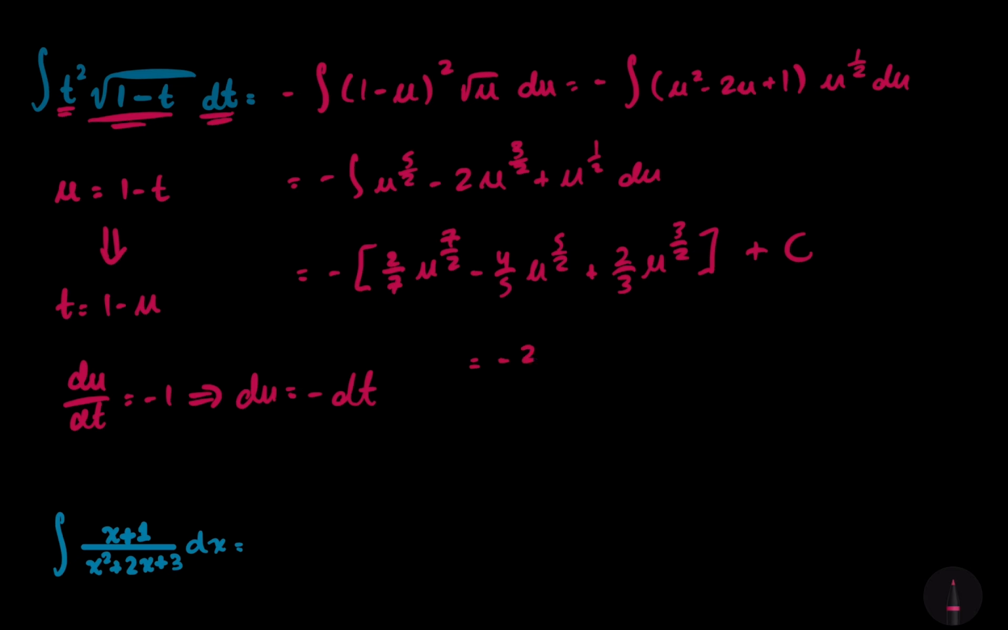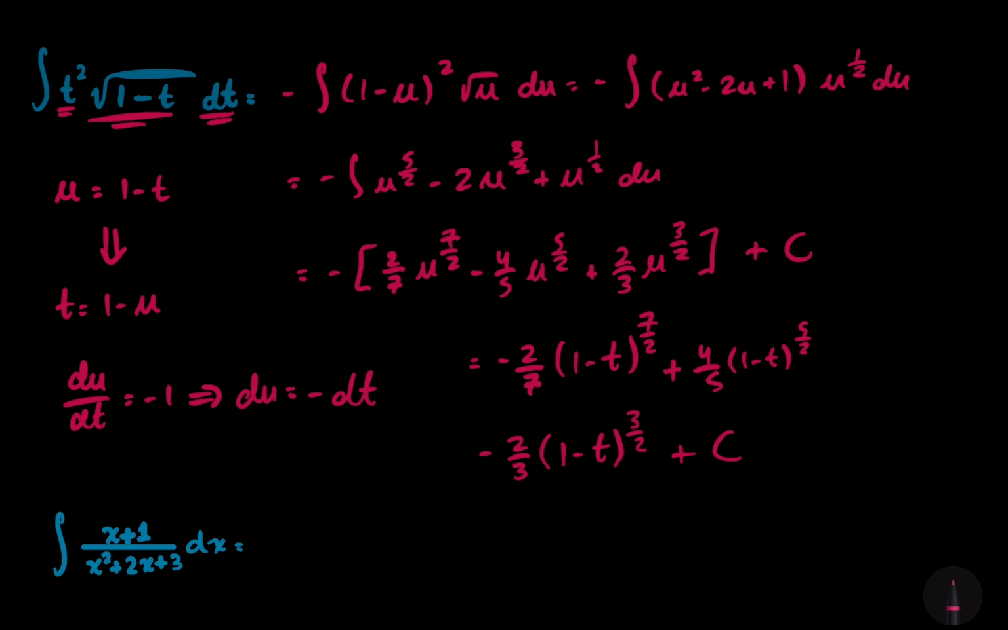And so we get negative 2/7 times, instead of u, we have 1 minus t to the 7/2 minus, but then this becomes a plus, right? So plus 4/5 times 1 minus t to the 5/2. And then this one becomes a negative sign now. 2/3 times 1 minus t to the 3/2. And then we have this plus c that just remains unchanged.